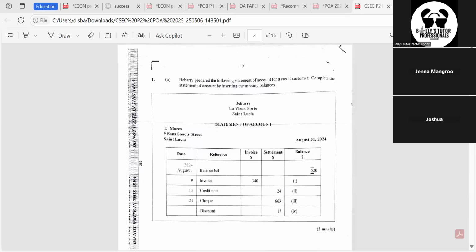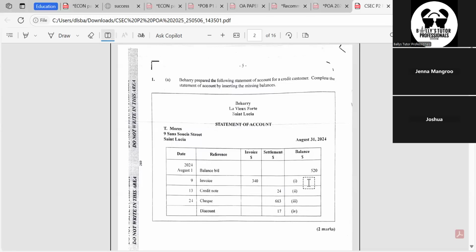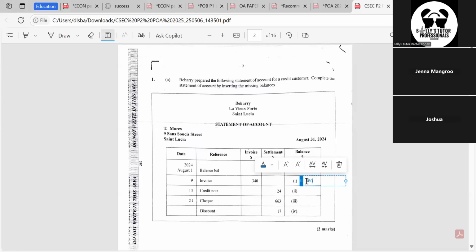So they would have been owing 520 at the start, then they would have made an additional purchase for 340, which would have made them now owe 860. To the first balance, it would be 860, because 520 plus 340 is 860. Then when they returned goods and they received a credit note for $24, because credit notes are used when goods are returned, you would minus 24 from that balance, so the new balance would be 836.